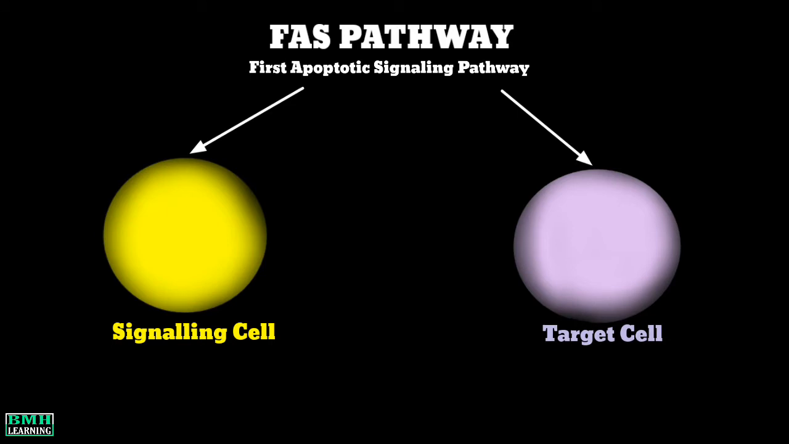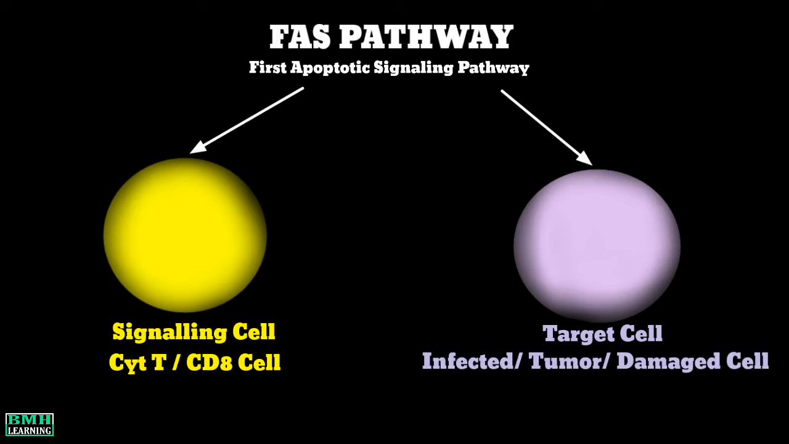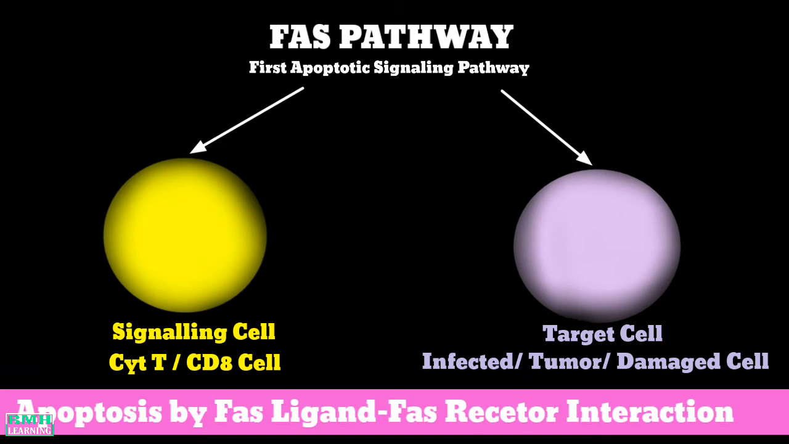The signaling cell here is represented by either a cytotoxic T cell or CD8 T lymphocytes. On the other hand, the target cell can be an infected cell, tumor cell, or any damaged cell. The signaling cell causes apoptosis of the target cell by FAS ligand FAS receptor interactions.